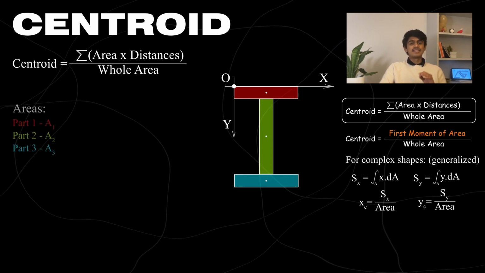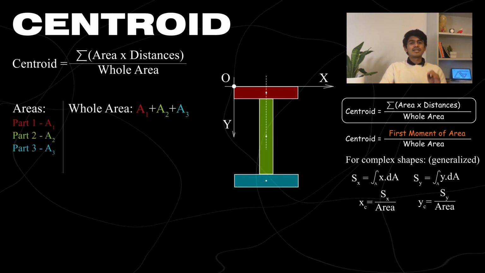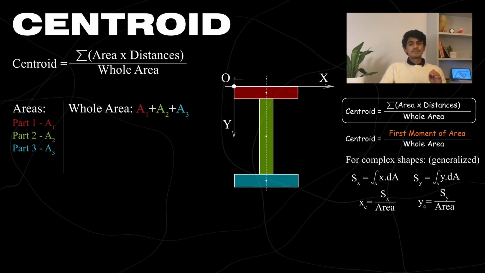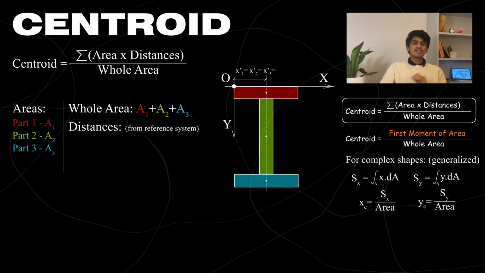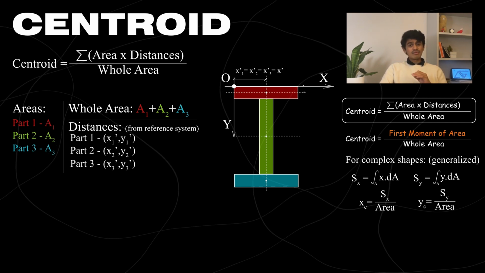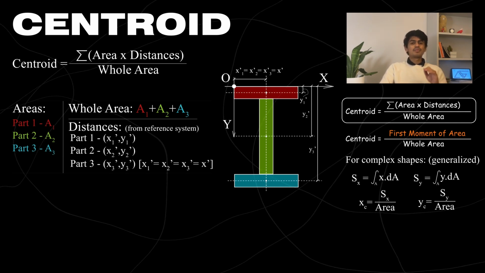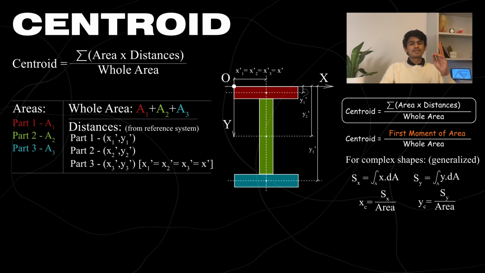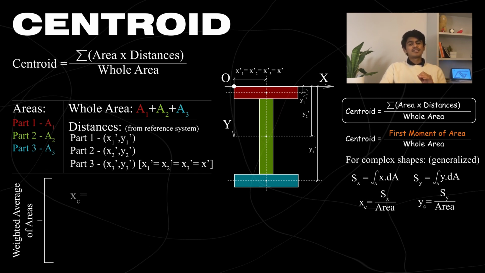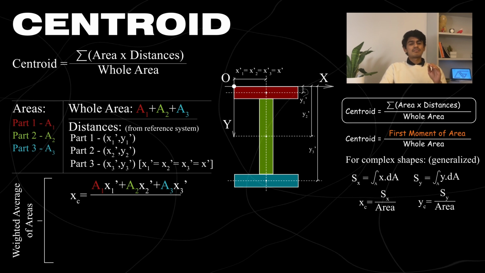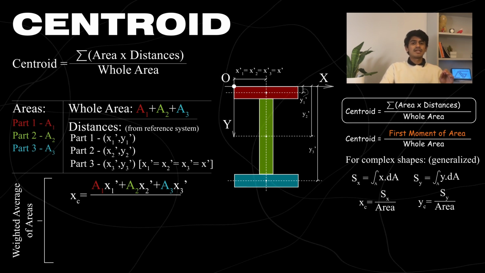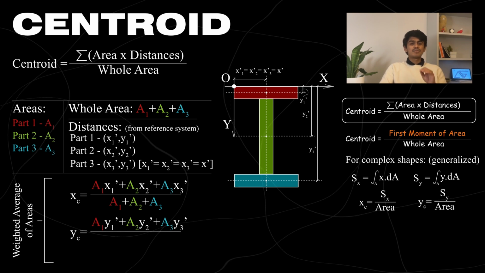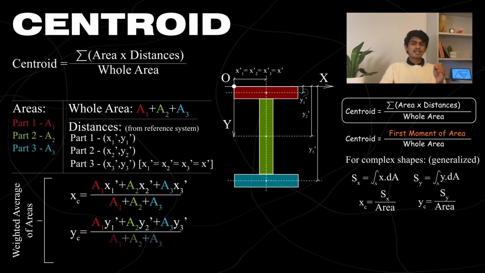We can observe that the centroids of all three parts are vertically in the same line, which is parallel to y. We can assume that x1', x2', x3' are equal to x'. y1, y2 and y3 are the vertical distances of the centroids of all three parts from the assumed centroid. Taking the weighted average, xc becomes a1 x1 plus a2 x2 plus a3 x3 divided by the whole area, and yc becomes a1 y1 plus a2 y2 plus a3 y3 divided by the whole area.